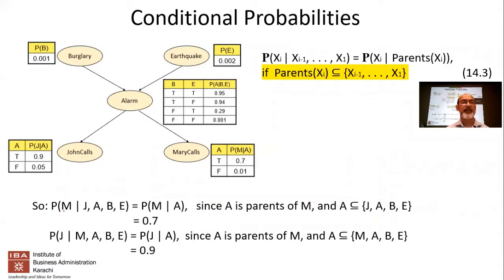So this is kind of obvious that probability of M given all the other chaps is simply the probability of M given A, which is 0.7 over here, and this is simply 0.9. The idea was sort of to confuse you with additional variables which are unimportant, but now you know that you can actually remove them.